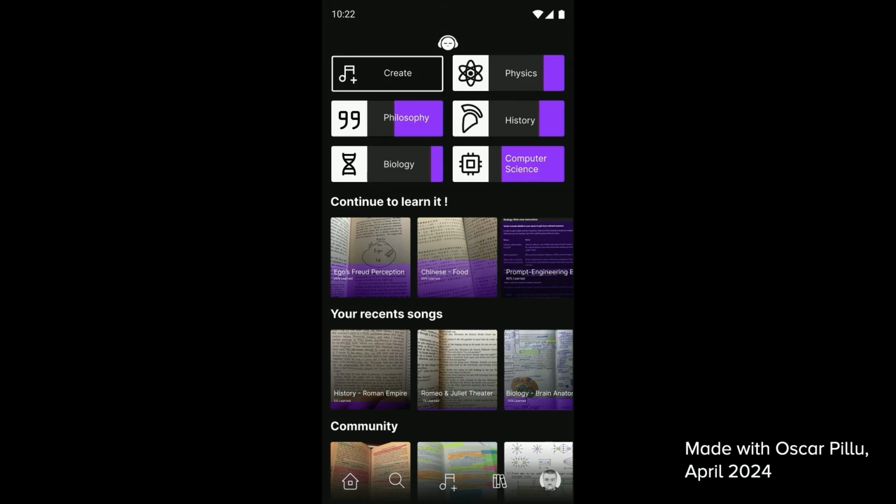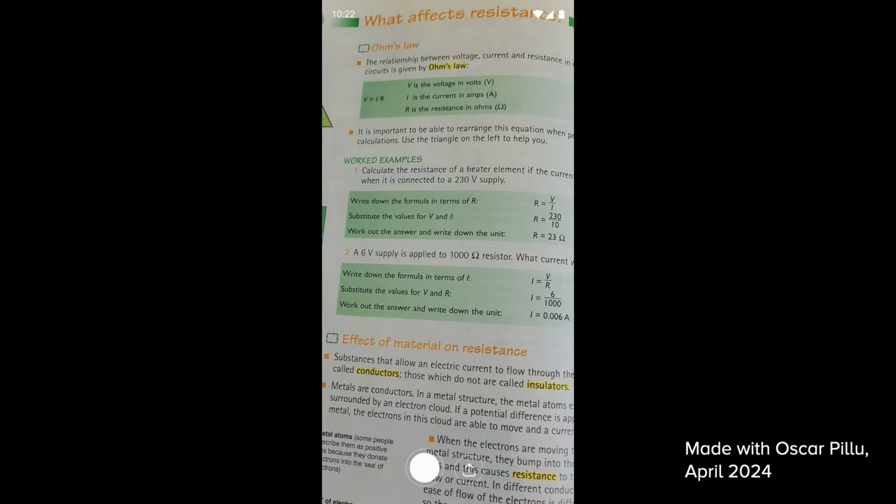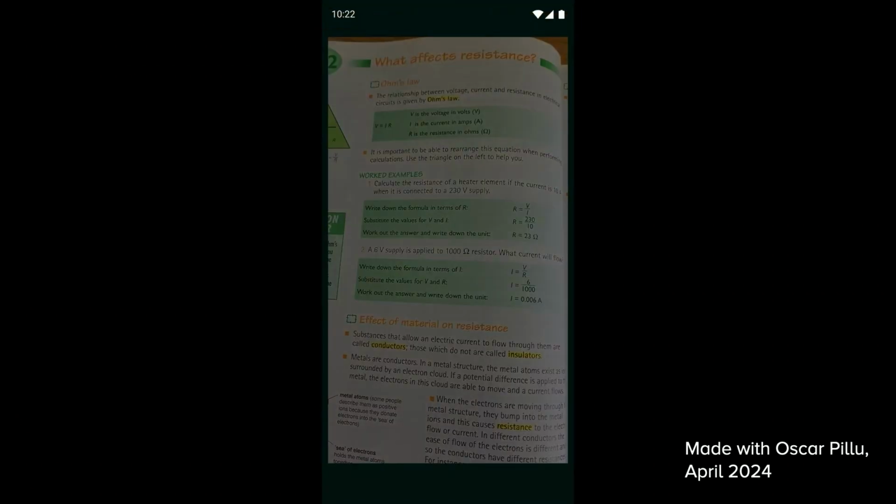It has sound once we get 5 or 10 seconds into the video. Yeah, so it's an app mock-up, but all the AI parts are actually real and functioning. So it analyzes a page here on resistance in physics and generates a full song.